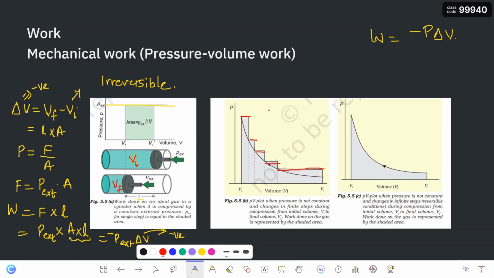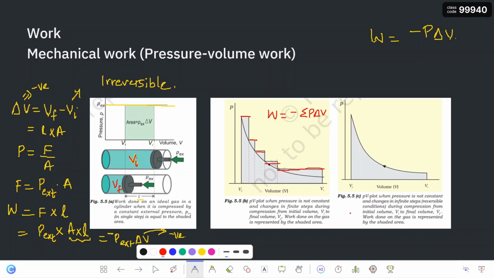So for this kind of system we can write it is equal to minus sum of P delta V. So it is P delta V only, but we have to take at each step how much P delta V. For this much fraction how much it is, for this much how much it is. Finally we need to add everything. So this is when pressure is not constant and changes are happening in finite steps.